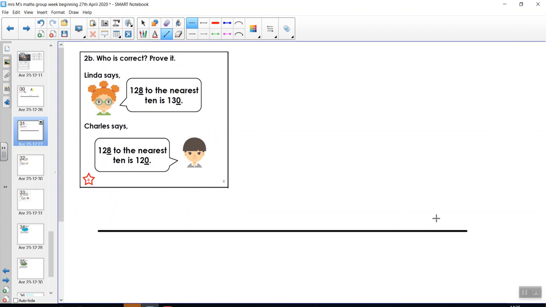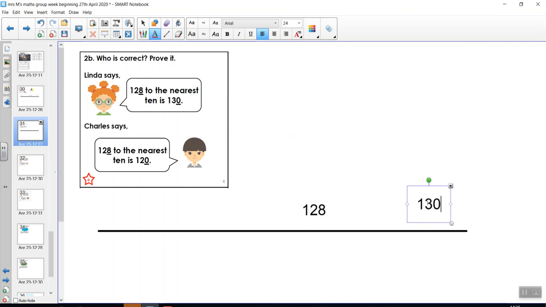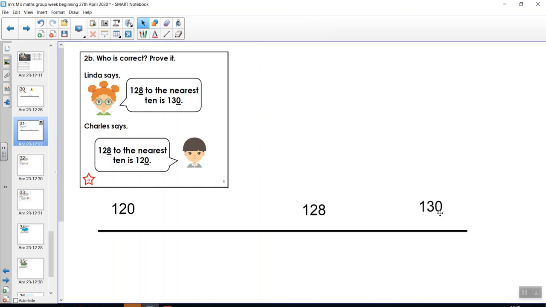Again, we could use a number line to help us, and we could put on 128. And the next 10 after 128 is 130, and the previous 10 before 128 was 120. And we need to decide, is 128 closer to 120 or closer to 130? Well, 28 is closer to 30 than it is to 20, so it must be closer to 130.